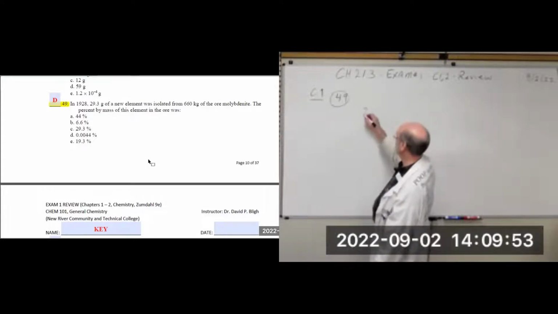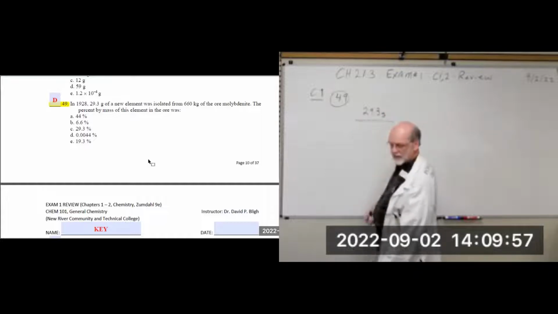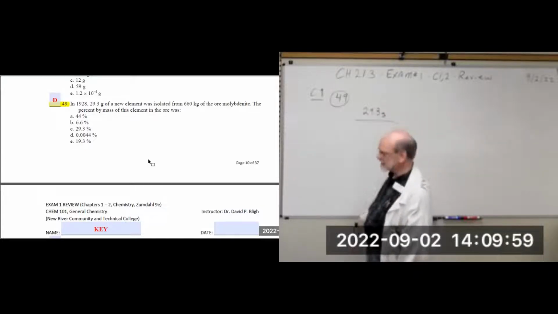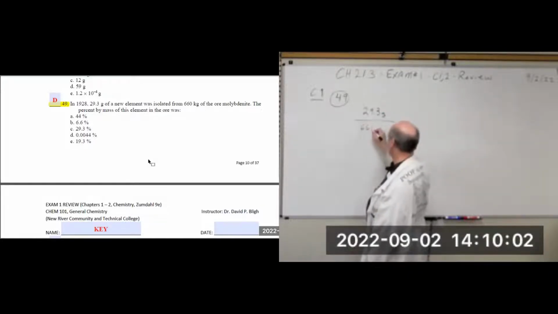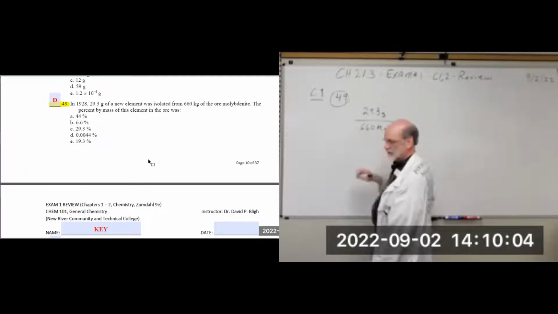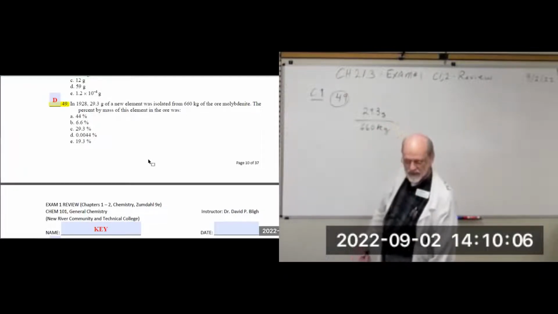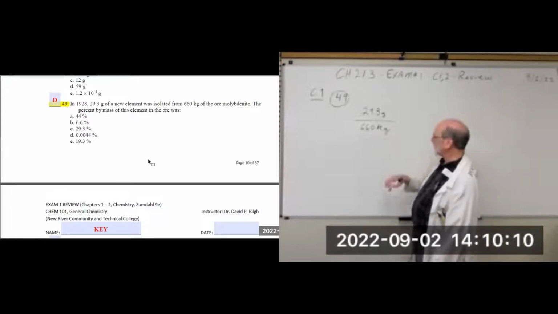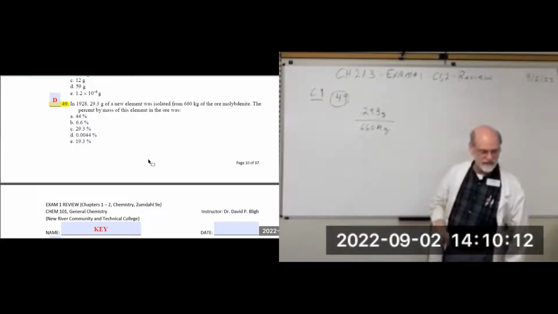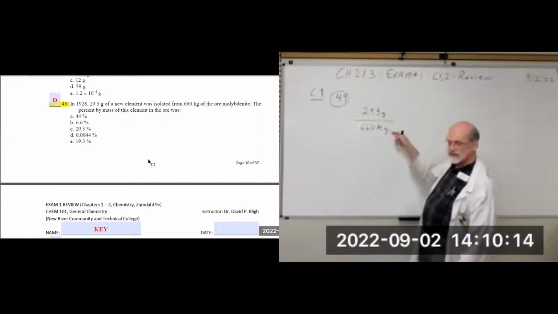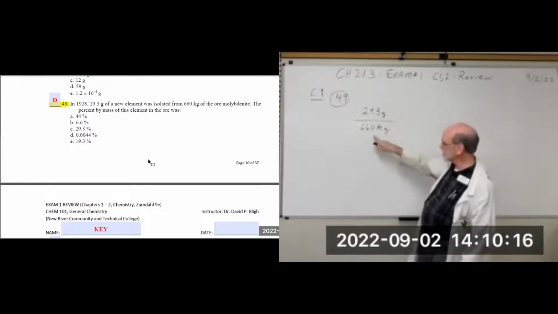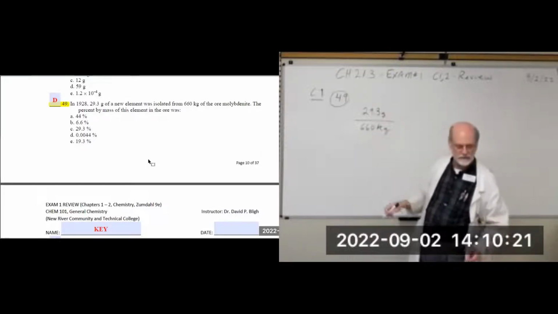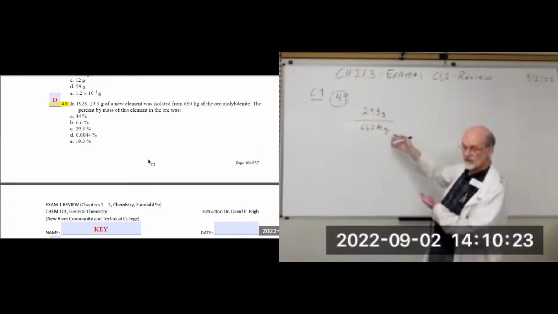29.3 grams of the element per how much? 660 kilograms. And he wants to know the percent composition by mass. Well, you can't do apples and oranges. That's grams, that's kilograms. So this has to be changed to grams, or that has to be changed to kilograms, either way. The easiest way, I think, is kilograms.